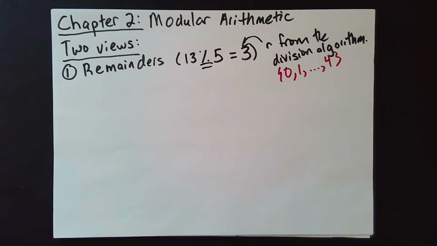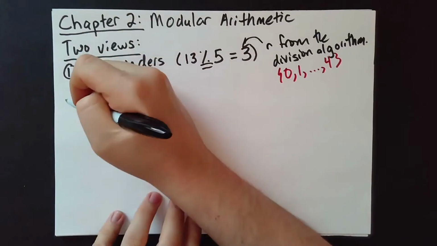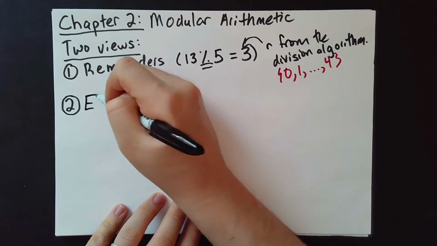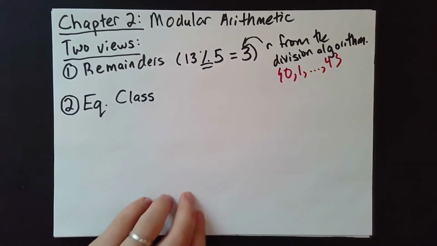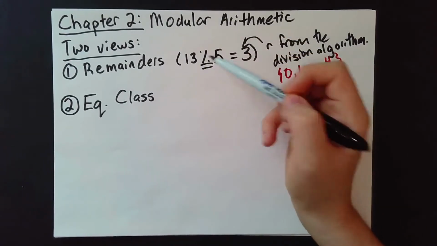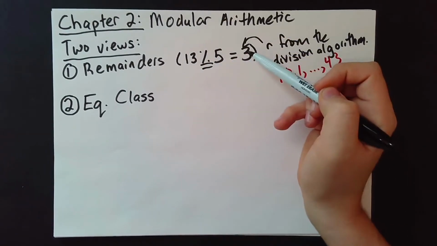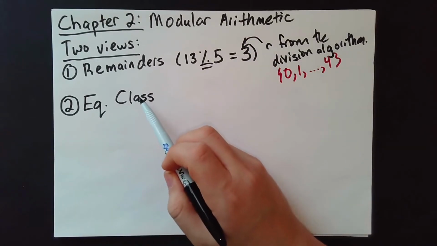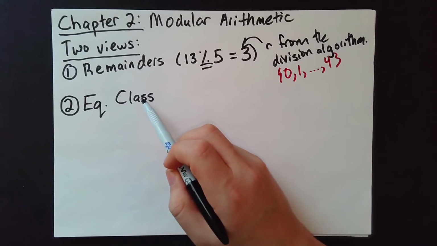But that's kind of an unhelpful view because, well, I know what 7 is, so I would like to be able to talk about 7 even when I'm working mod 5. And so if I want to be able to do that, then I really want to think about it from the other point of view, which is the equivalence class view. Here, instead of being a single number that you get when you divide something by something, each number represents an entire class of numbers with that remainder.